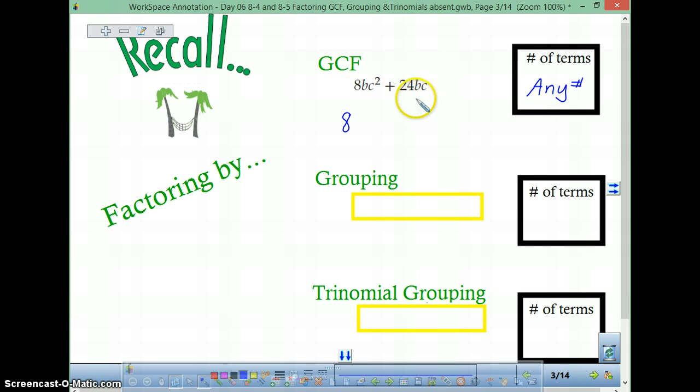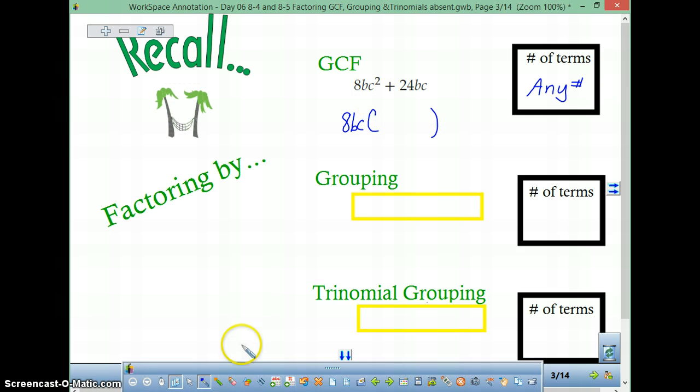Then you look at the variables. Which variables are found in both terms? Well, there's 1 b found in both, and there's 1 c that's found in both. That looks like a C. I'm going to erase it. That's supposed to be a parentheses.